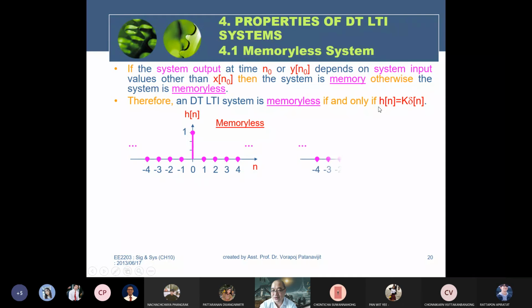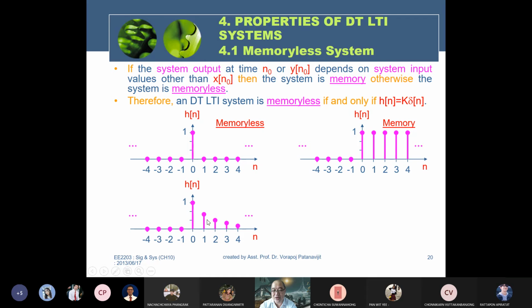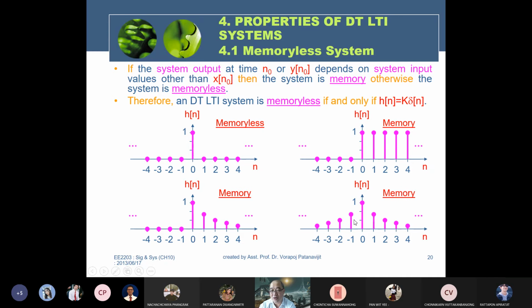Here, you can see that for n not equal to 0, for n equal to 1, 2, 3, 4, h[n] is non-zero. Therefore, the system has memory. The memory is causal in this case. For n equal to 1, 2, 3, 4, it's non-zero, so it has memory, but it's still causal. For this last case, it's non-zero at no place that is 0. Therefore, h[n] for the last case will have memory too and be non-causal.